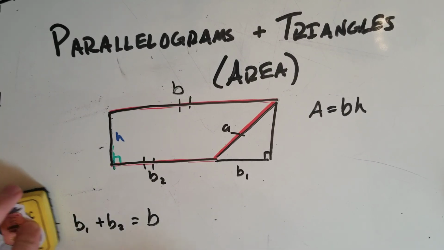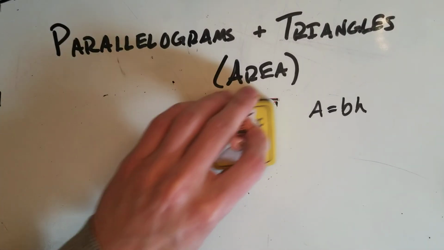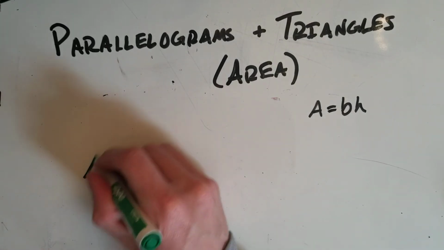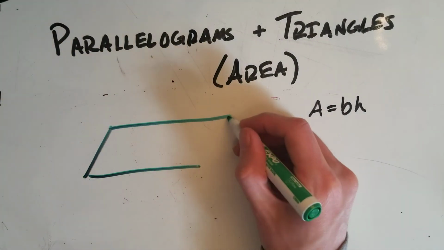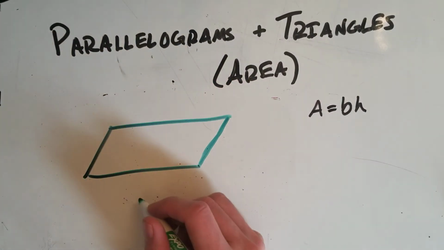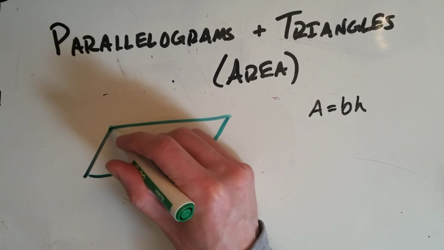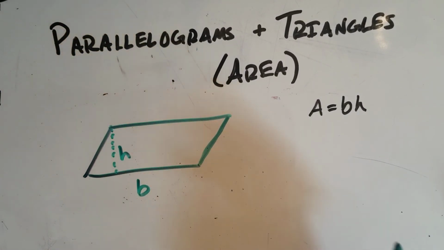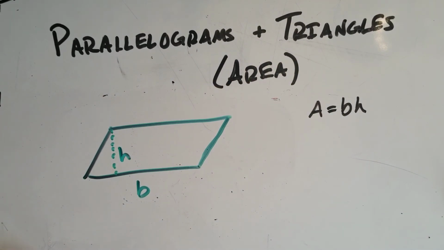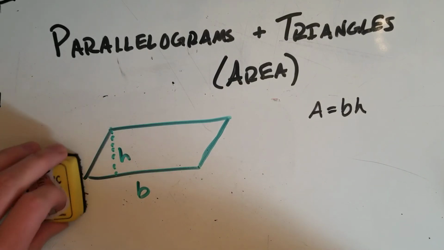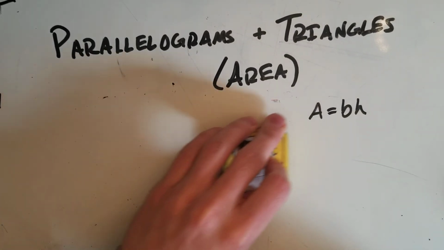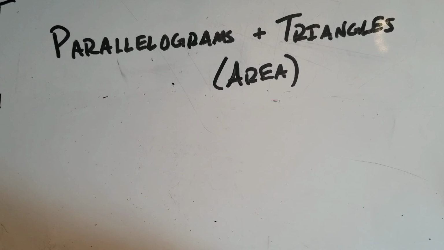So whenever you have a parallelogram, I'm going to take this away now and make a random parallelogram. All you need is to get one of the bases, B, and then you just need to get the height, multiply together, and that's going to be the area of your parallelogram. And just like that, you're all done. Now let's look into how to find the area of a triangle.